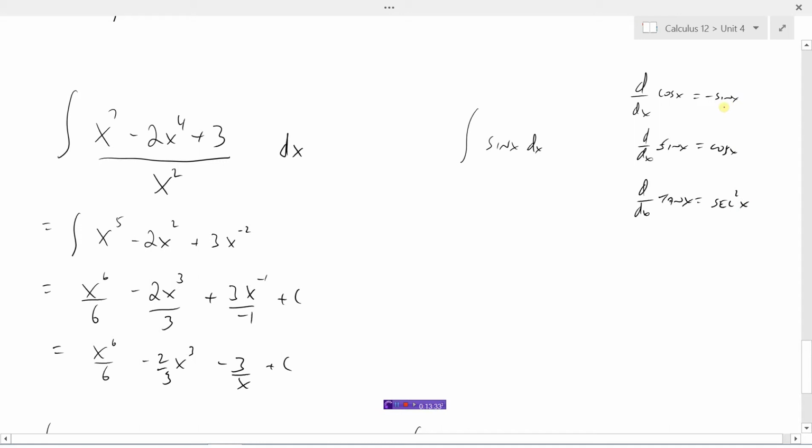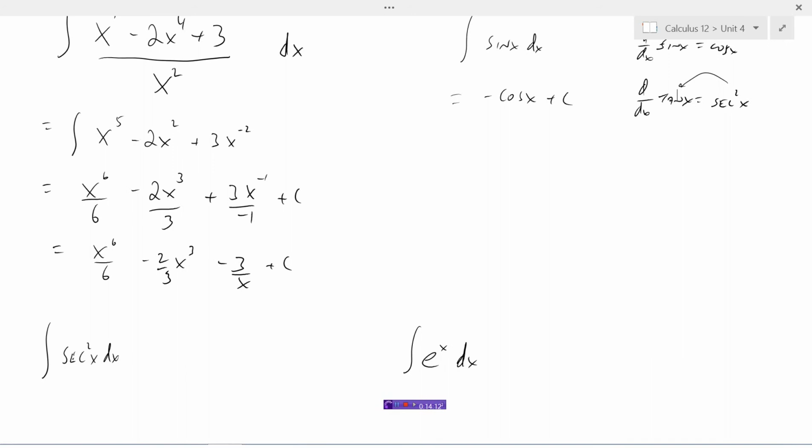So that must mean that the integral of negative sine x would be cosine x, the integral of cosine x would be sine x, and the integral of secant squared would be tan x. I don't have negative sine x here, I have sine x, so the integral of sine x will be negative cosine x plus c, because the derivative of cosine is negative sine, and the negative would make a positive sign. So we can go backwards and integrate each one of these things and get what our derivatives were.